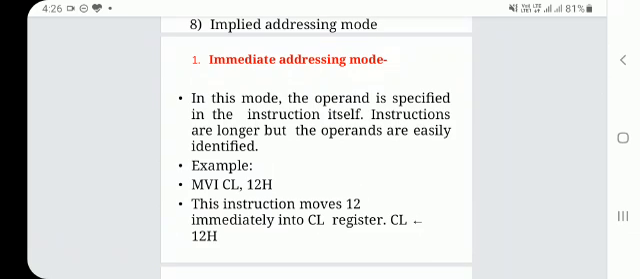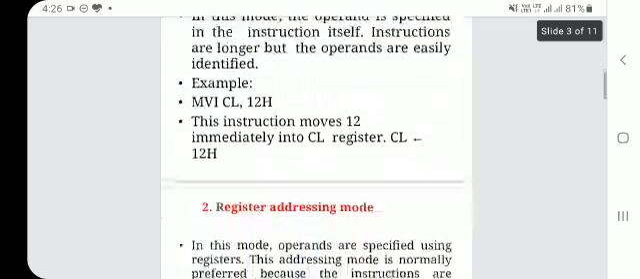The first is immediate addressing mode. What is this type of addressing mode? In this mode, the operand is specified in the instruction itself. It means instructions are not long, and the operands are easily identified. For example, MOV CL, 12H. It means the data or the operand, which is 12, has to be moved immediately into the count lower byte register.